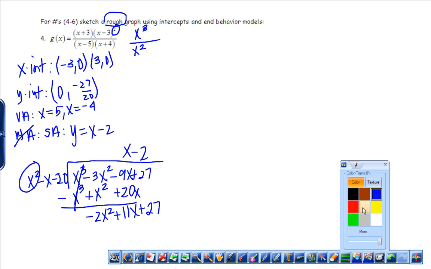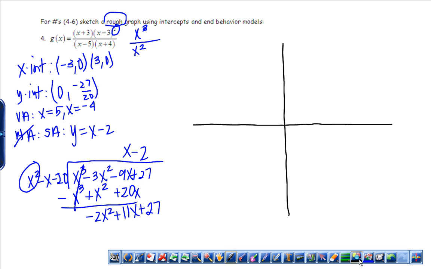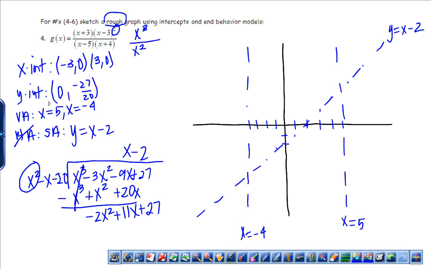Okay, now let's start doing a sketch here. My x and y axis. My vertical asymptotes at negative 4 and 5. A slant at y equals x minus 2. Negative 3, 0 and 3, 0. And I have no holes. And then this number right here, negative 27 over 20, is going to be about right here.